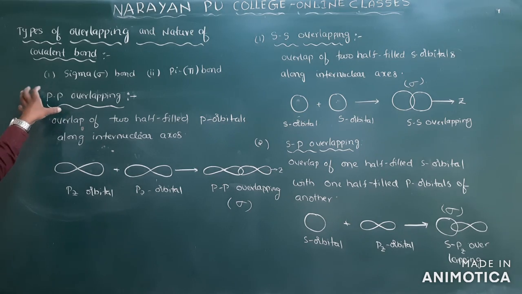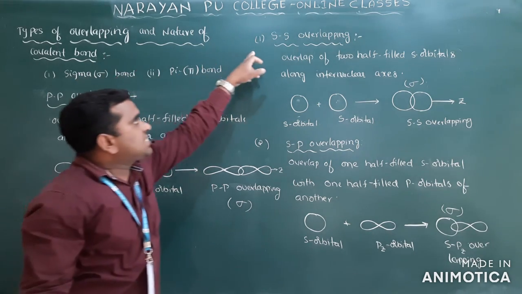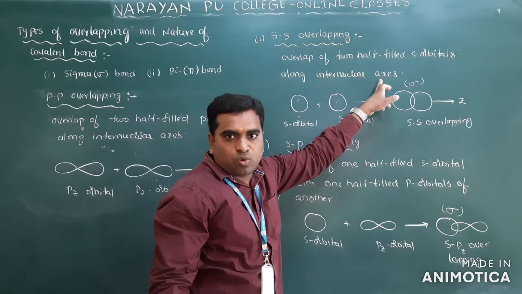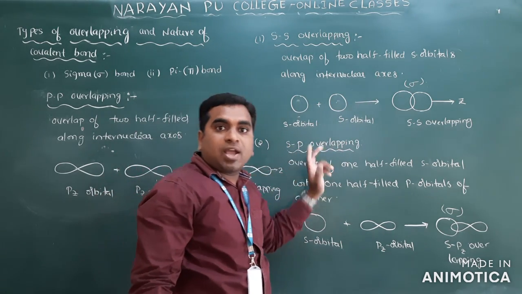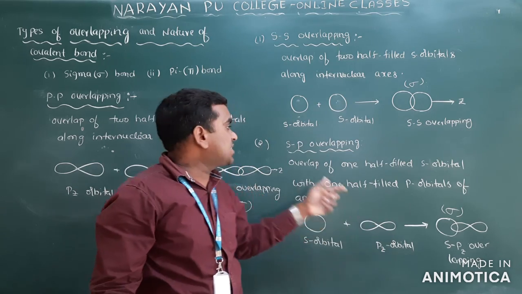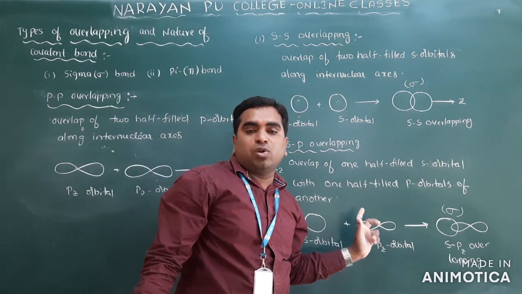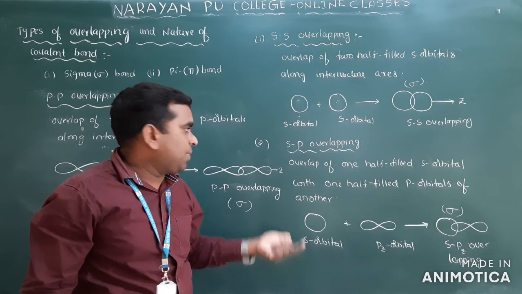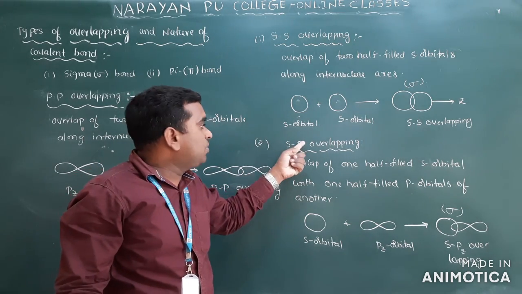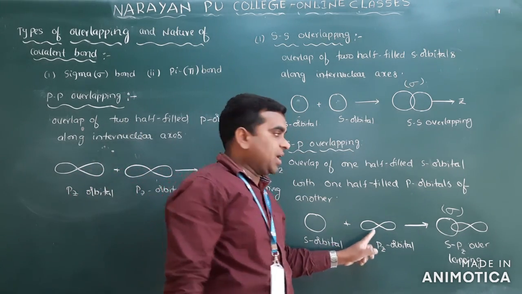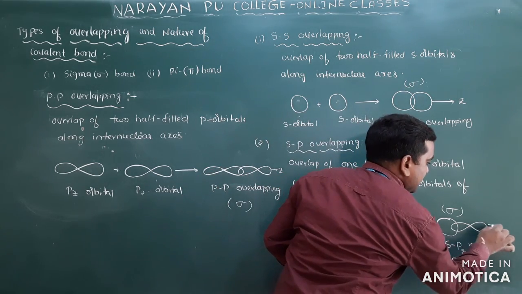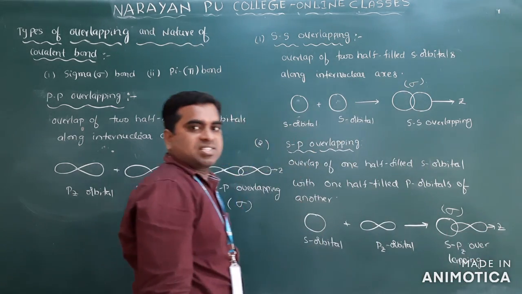See, a sigma bond can be formed in the following ways. ss overlapping along the internuclear axis. sp overlapping also along the internuclear axis. In this overlapping, one should be the s orbital, another should be the pz orbital. You should not take the px orbital. This is the z axis. The internuclear axis is the z axis.